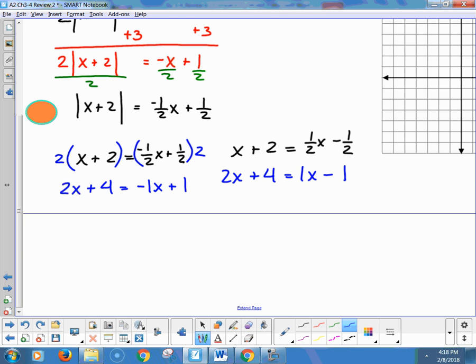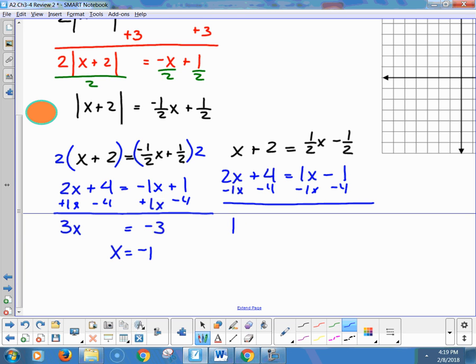And now we solve. I could add an x to each side. I get 3x plus 4, 3x equals negative 3, so x could be negative 1. And over here, if I subtract an x from each side and also subtract a 4, I get 1x equals negative 5. So I have x is negative 1 and x is negative 5.